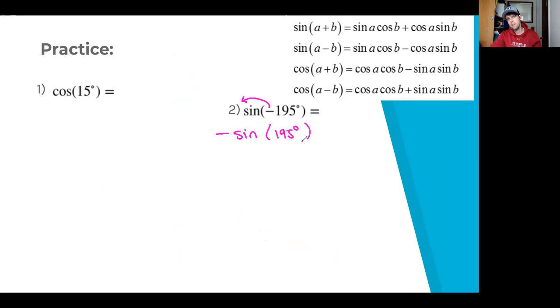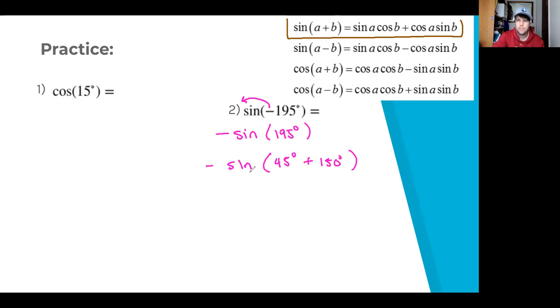Now I just need to break down 195. And so from what I was saying before, let's just start with 45. 45 plus what? Well, 45 plus 150. That gives us a nice straightforward calculation with that. Those are both unit circle angles, and now we can just evaluate this. So we're using the sum, right? We're adding, and we're using the sine sum formula up here.